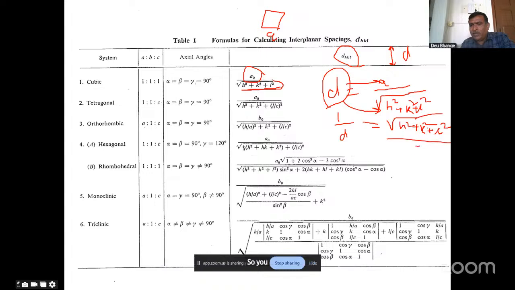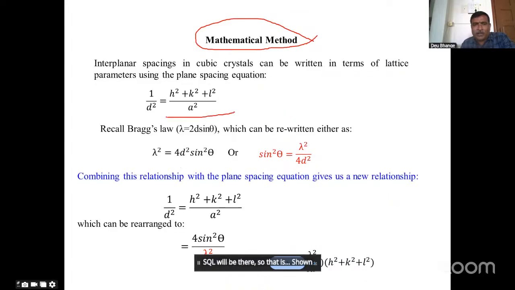If you square it, what will happen? 1 upon d square, and here h square plus k square plus l square upon a square will be there. So that is shown here. This is the equation that is coming from the reciprocal lattice concept.